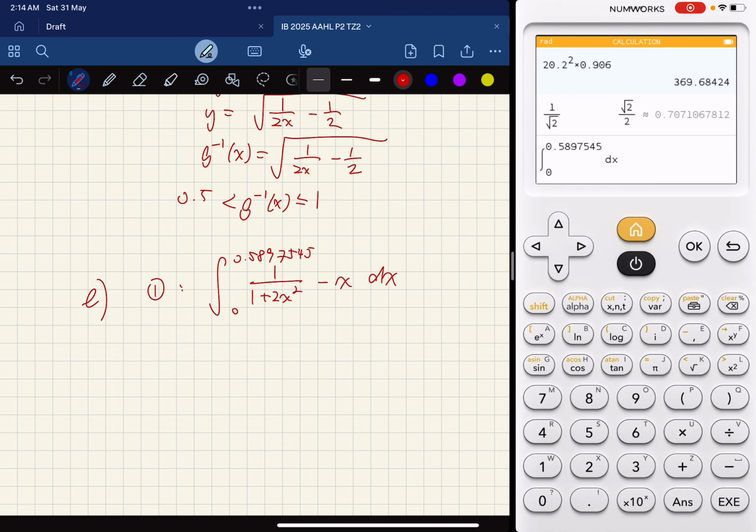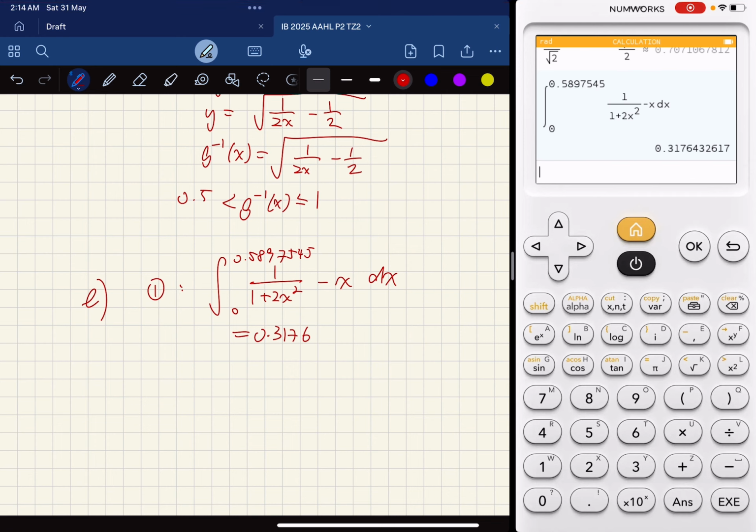0.5897545. 1 over 1 plus 2x squared minus x. So let me make sure that I didn't type wrong. Okay, so 0.3176. And then the area will be just this times 2, because top and bottom are the same anyway. Okay, that will be my best answer here.